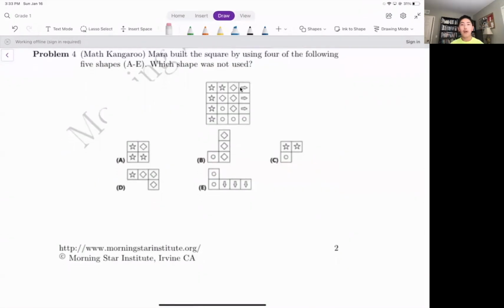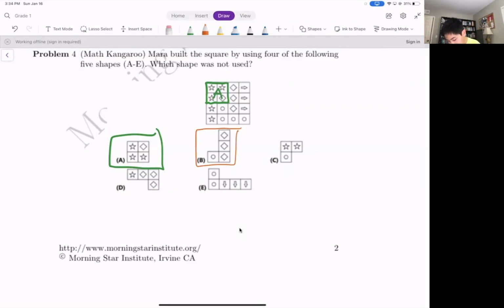Finally, problem 4. Mara built a square by using 4 of the following 5 shapes, A to E. Which shape was not used? So let's do A first. A, let's find it inside here, the square, and oh, we just see it. It's right here because it matches up perfectly. It's 3 stars and 1 diamond. And as you can see, that matches up perfectly. So this is A.